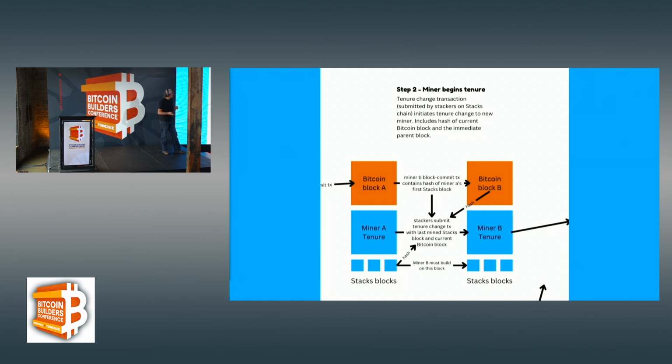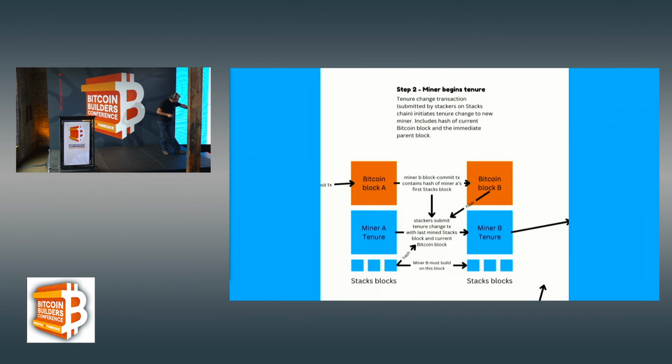But once I submit that block commit transaction, if I'm chosen to be the miner by the protocol, then the stackers will pick up on that, and what they're going to do in response is create what's called a tenure change transaction on the Stacks side of things. And this tenure change transaction is going to include a couple key pieces. One, it's going to include the current Bitcoin block that corresponds to my tenure. So in this case, that Bitcoin block B. The stackers are going to include that in the tenure change transaction.